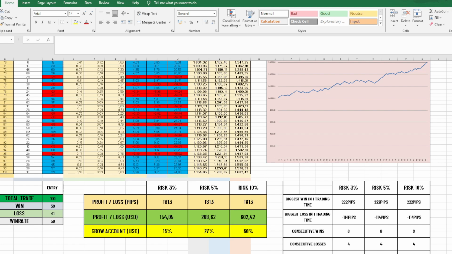9. In terms of account growth, you would expect around 15% with a 3% risk, 27% with a 5% risk, and 60% with a 10% risk. 10. The scalping trading strategy achieved its largest single trade win with a profit of 222 pips, and its largest single trade loss with a deficit of 114 pips.